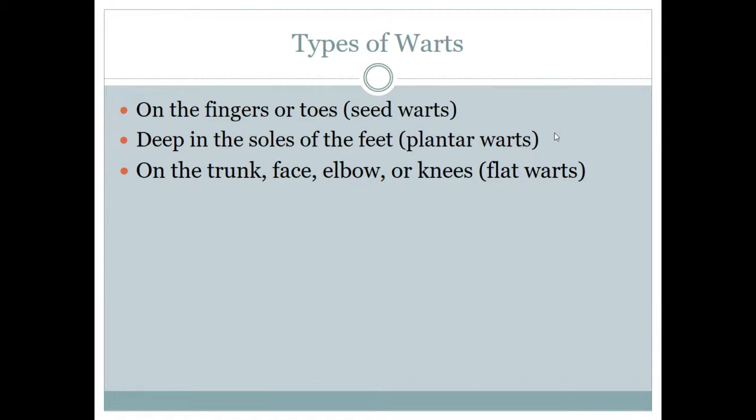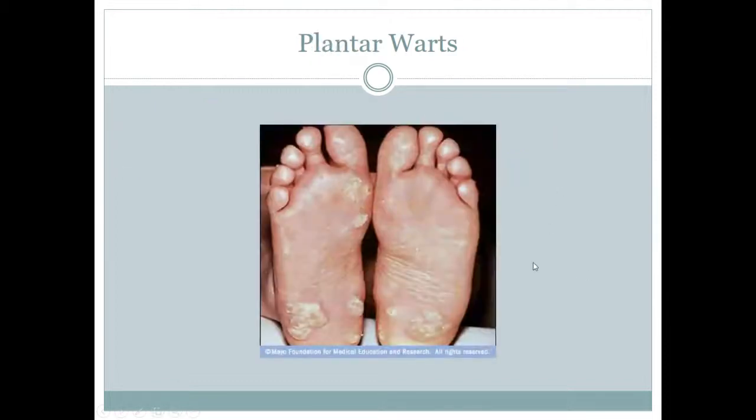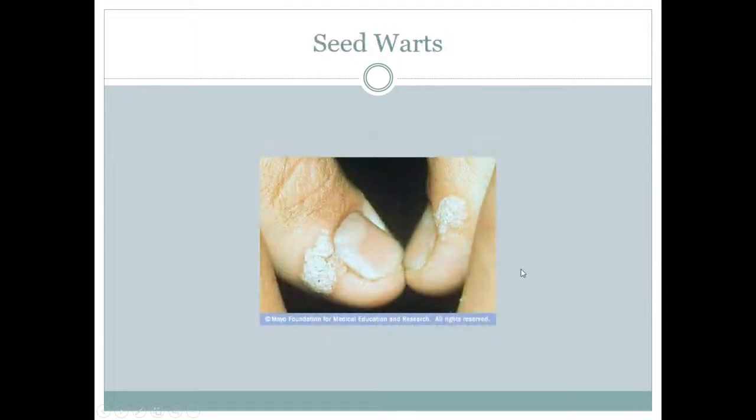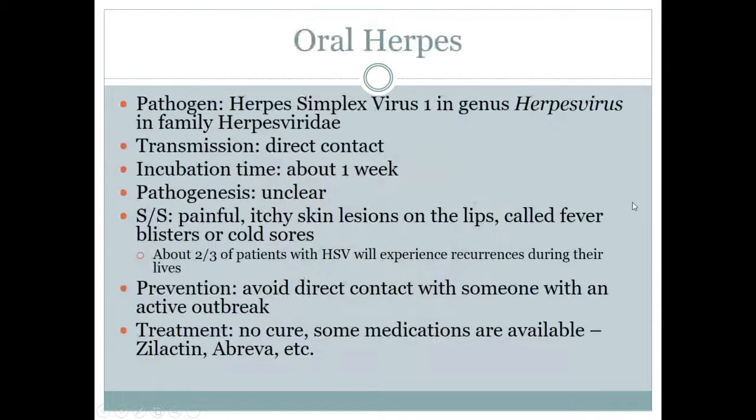Now, all warts on the body are caused by HPV. We tend to give them different names based on where they're located. So, seed warts on the fingers or toes. In the soles of the feet, they're typically deeper and larger. We call those plantar warts, and pretty much anywhere else we call flat warts. So, here's an example of plantar warts. These tend to be larger and deeper. Seed warts you see typically very tiny. That's why we call them seed warts.